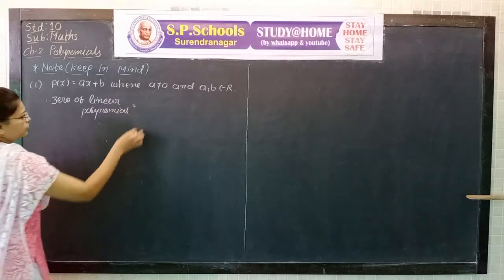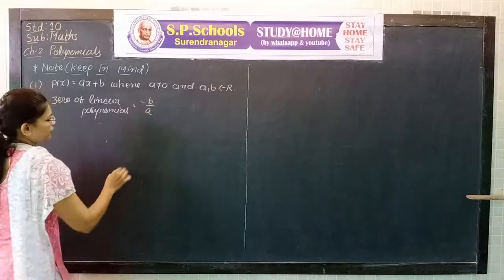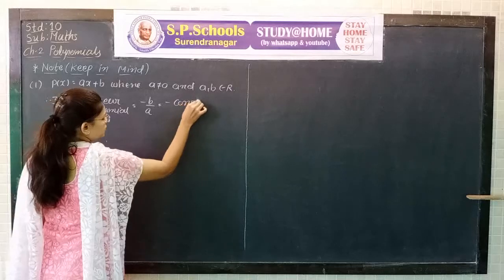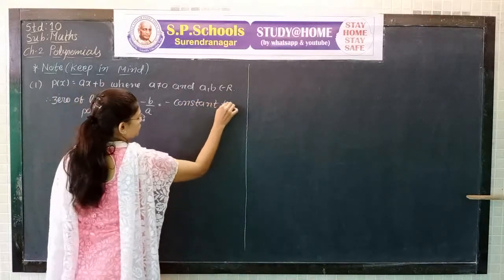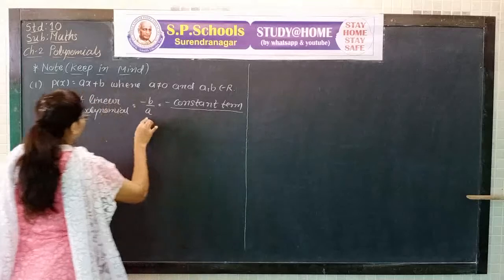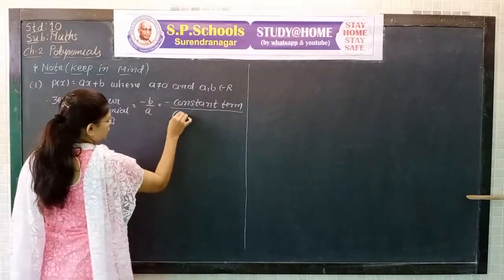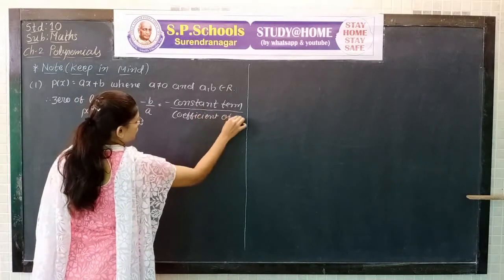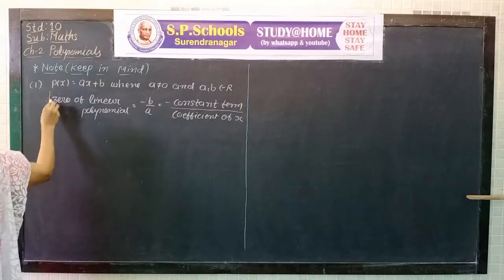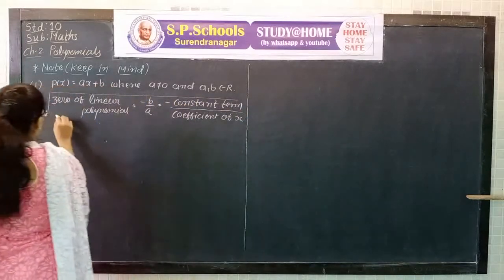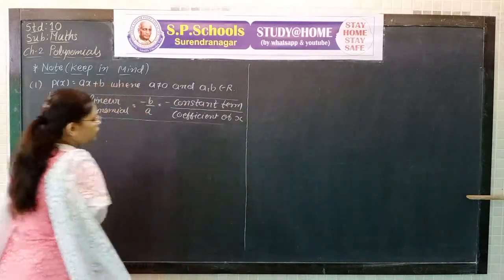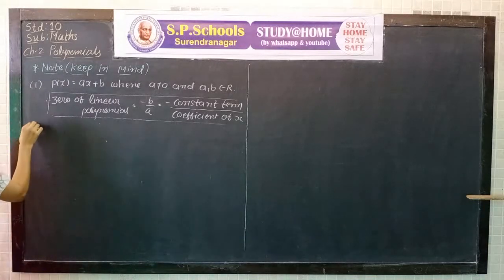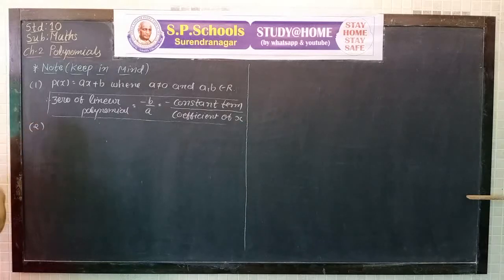is equal to minus b upon a, where b is the constant term, and a is the coefficient of x. It is a relationship between the zero and the coefficient of a linear polynomial, as we learned in previous lectures.